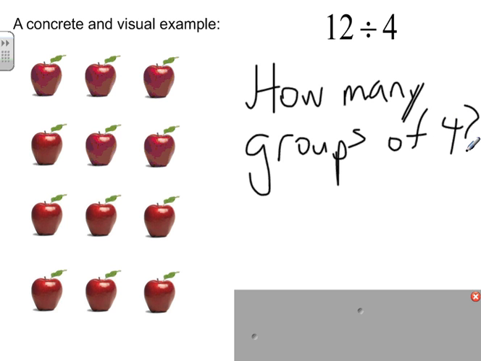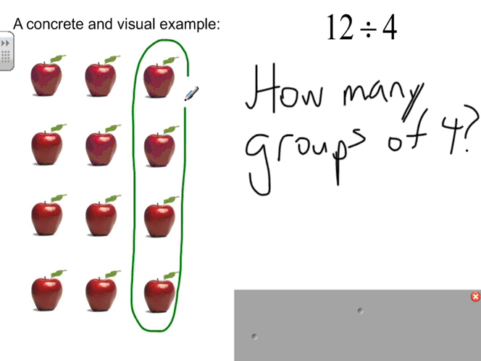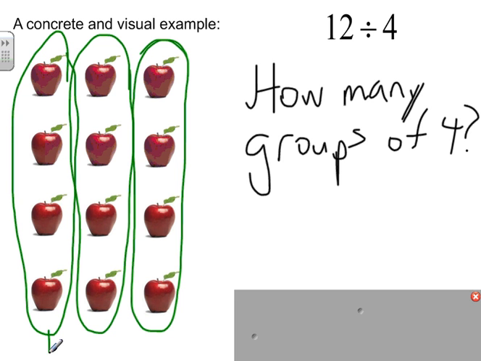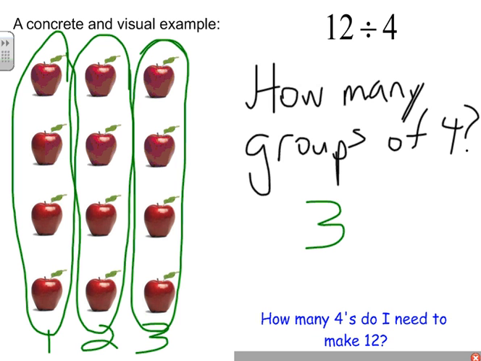Well, if we look at this, our groups now are separated vertically. The group of 4 in the left-hand column, the group of 4 in the center column, the group of 4 in the right-hand column. So 1, 2, 3 groups of 4. How many times does 4 go evenly into 12? Or if it doesn't go evenly, what fraction do we need to multiply 4 by to make up that difference? So how many 4s do I need to make 12? And that is really what we're getting at when we're dividing by unit fractions. And it's a way where you can conceptualize what it actually means.